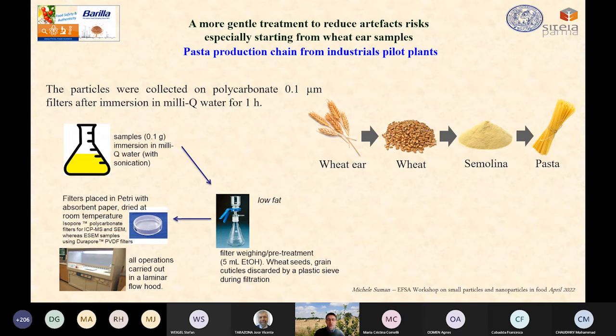The idea was to collect the different particles on these polycarbonate filters and then have the possibility to analyze those filters in two main different ways: one by scanning electron microscopy, the other in a sort of overall evaluation through an ICP-MS combined approach.